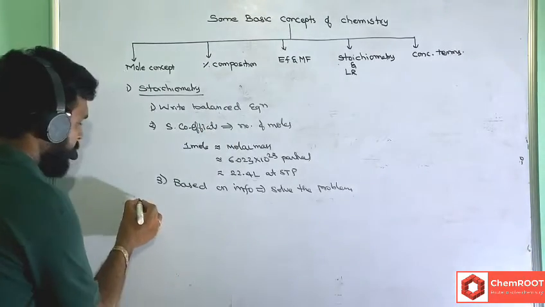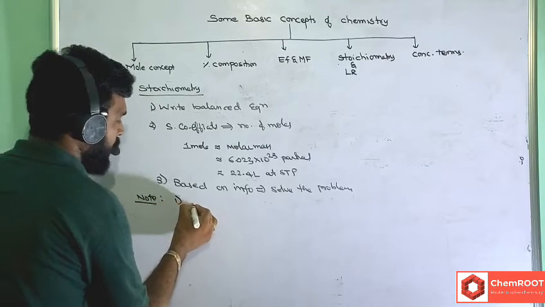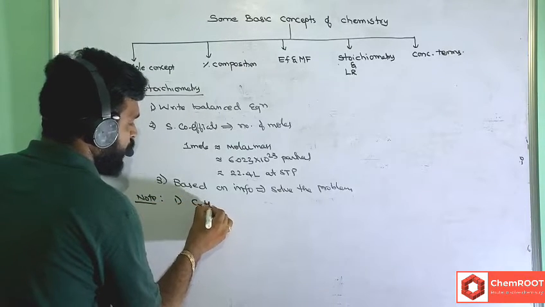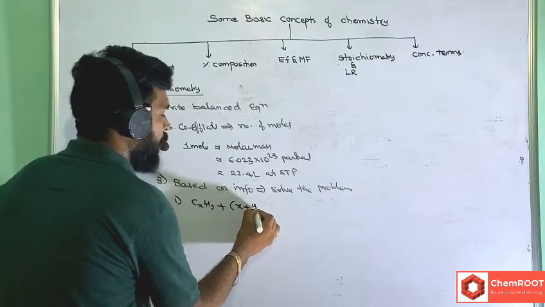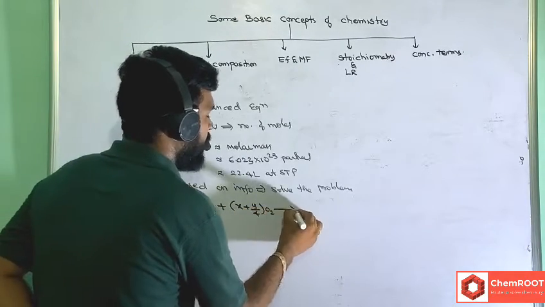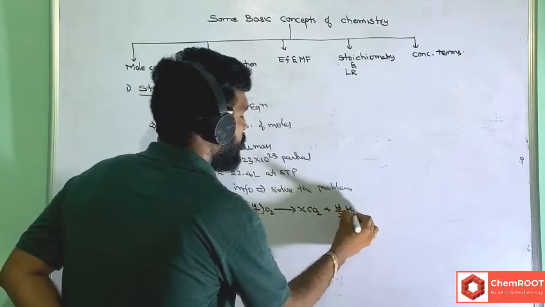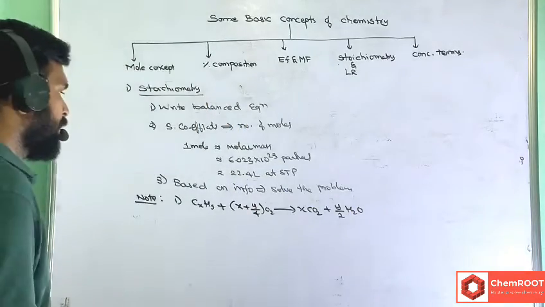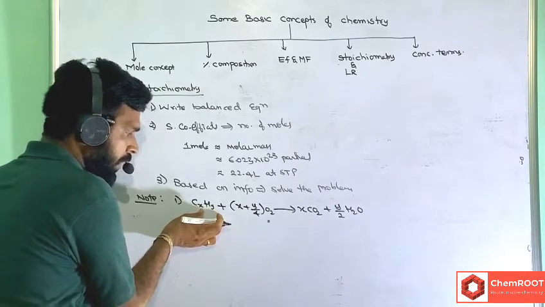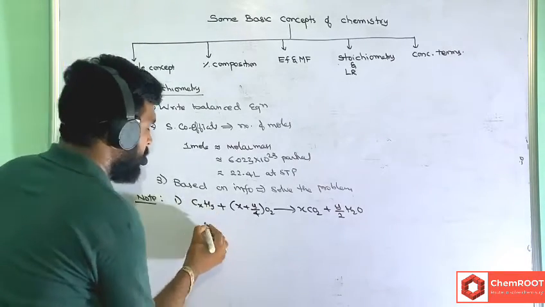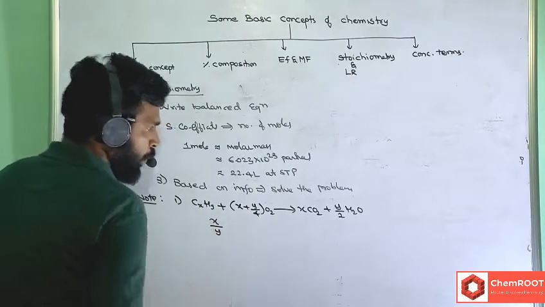A few reactions are important. One is the combustion reaction. CxHy is the formula. It reacts with (x + y/4) O2 and gives x CO2 plus y/2 H2O. Suppose we want to find the empirical formula of the hydrocarbon, then you have to find x : y.